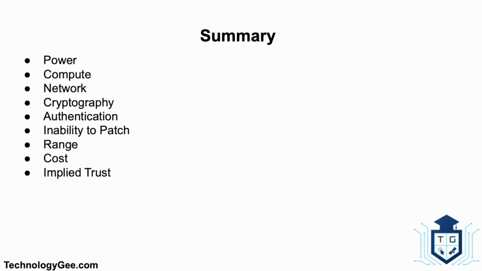All right, so that was my quick little video on embedded system constraints, where we talked about constraints such as power, compute, network, cryptography and authentication, the inability to patch, range, cost, and implied trust.